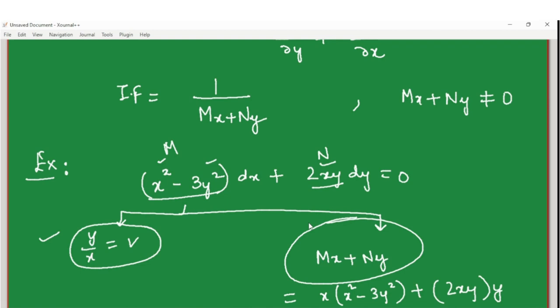So you have two options available: either go for y by x equal to v, or multiply by 1 upon Mx plus Ny and make it exact and then solve it the exact way. So that is all about finding integrating factors for non-exact differential equations.